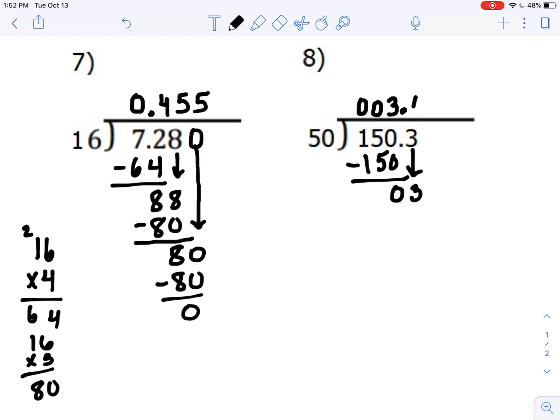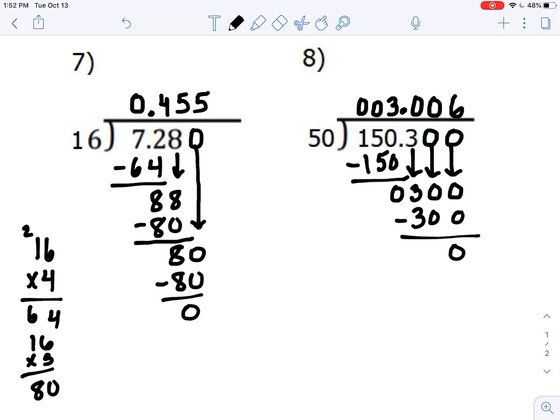We can make 0 groups of 50 out of 3. So I'm going to put a placeholder up. We're going to add a 0 and bring it down. We can't make any groups of 50 out of 30, so we need another placeholder in the quotient. Then I'm going to add another 0 to the dividend and bring it down to make it 300. 50 goes into 300 6 times. 6 times 50 is 300. So we have 0 remainder. We can stop dividing there. So our quotient is 3 6 thousandths.